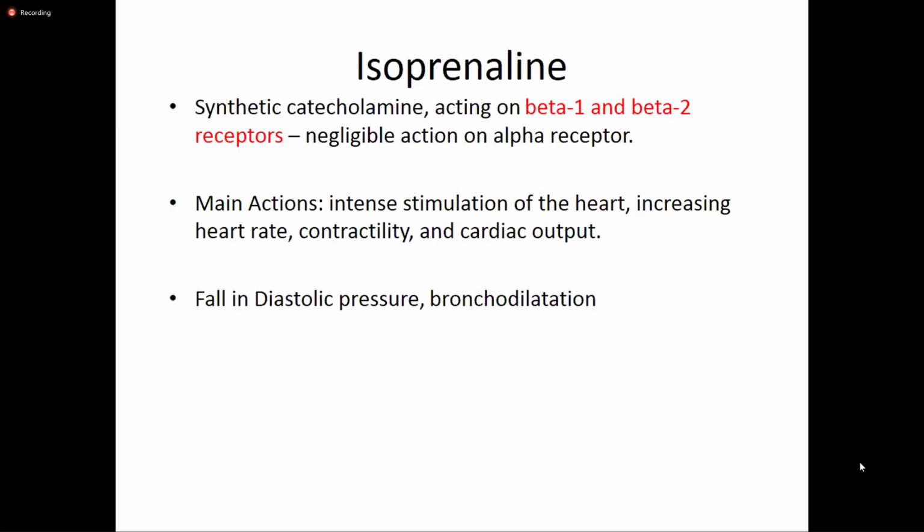And since it stimulates the beta receptors, it causes intense stimulation of the heart. That means it increases the heart rate, the cardiac contractility, and the cardiac output. And due to stimulation of the beta-2 receptors, it causes a fall in diastolic pressure, and it also causes bronchodilation. Beta-2 receptors are present on the larger blood vessels, and when they are stimulated, there is vasodilatation, so there is a fall in blood pressure. This leads to a fall in diastolic blood pressure. Beta-2 receptors are also present in the bronchioles of the lungs, and their stimulation will cause bronchodilation. So isoprenaline is a synthetic catecholamine responsible for stimulating beta-1 and beta-2 receptors.